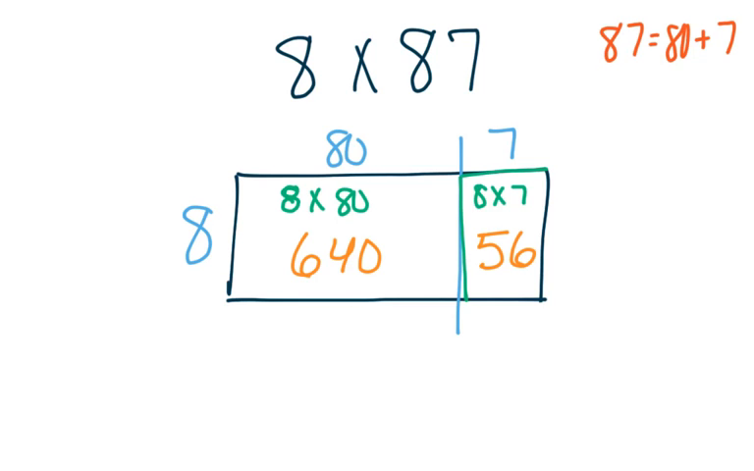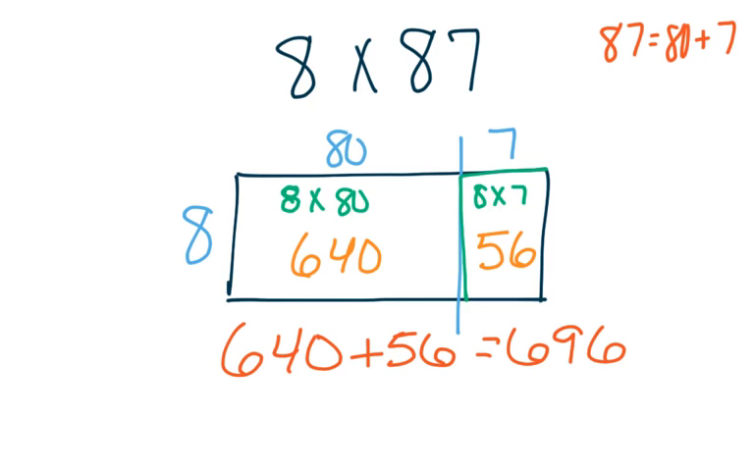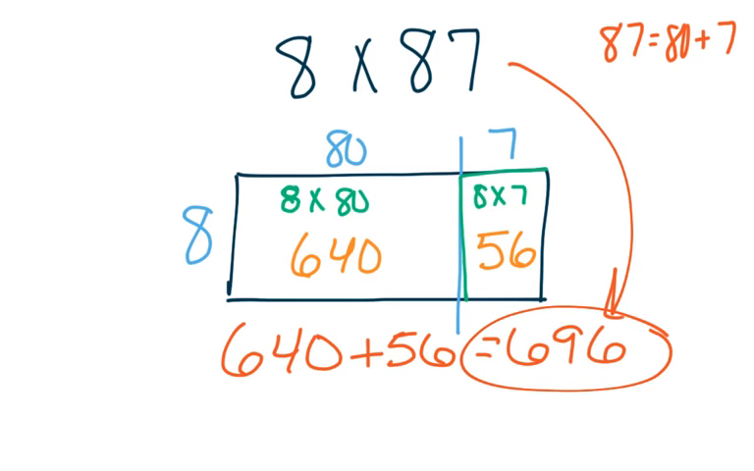And my last step is to add my partial products. 640 plus 56. When I do that, I'm going to get 696 as my product. There we go. 8 times 87 is 696. Okay, that's all there is for today's lesson.